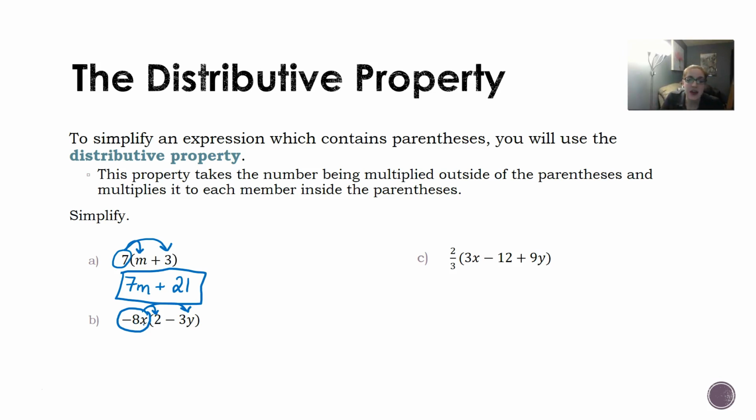So negative 8x times 2, one negative multiplied stays negative. So this becomes negative 16x. And negative 8x times negative 3y. 2 negatives multiplied becomes a positive. 8 times 3 is 24, and x times y is just xy.